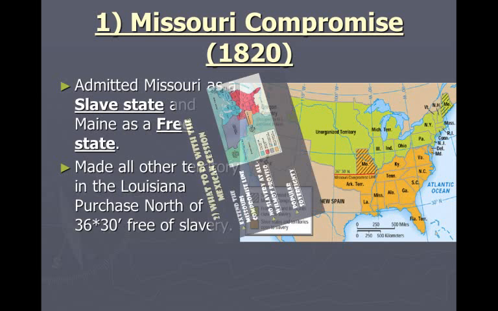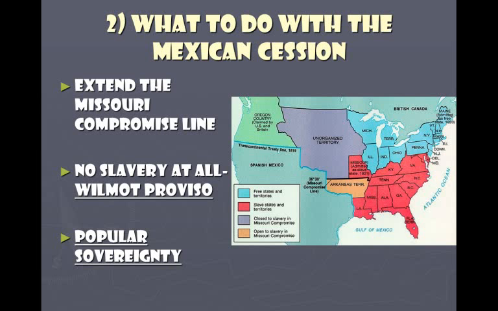But, as you know from class, that's not the case. The United States continues to expand because of Manifest Destiny. And after the Mexican American War, we're going to get all of the southwestern part of the United States. And now the question becomes, what do we do with that territory?